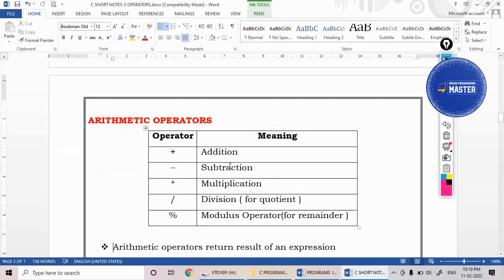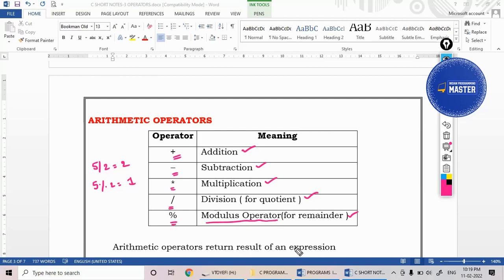Let's see the first one, arithmetic operators. In arithmetic operators, plus indicates addition, minus indicates subtraction, asterisk is for multiplication, forward slash is for division, which gives the quotient, and the percentage symbol is called the modulus operator, which is for the remainder. If I write 5 by 2, then the result is 2, the quotient. If I write 5 percentage 2, the remainder is 1.